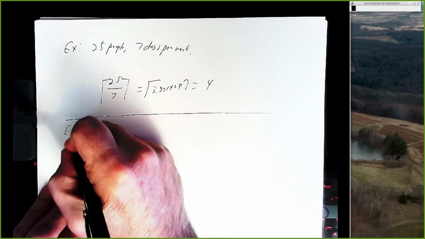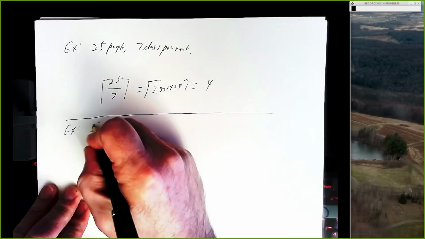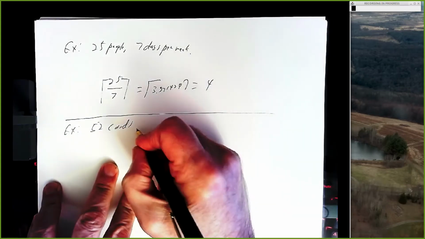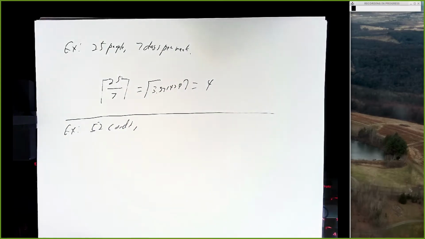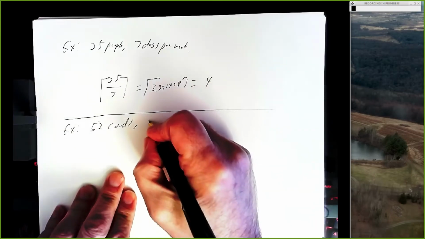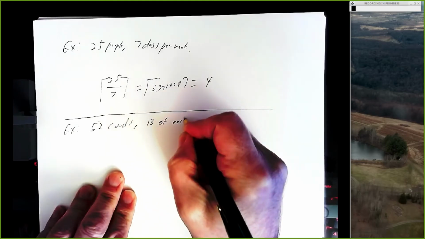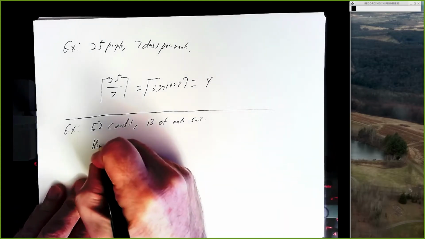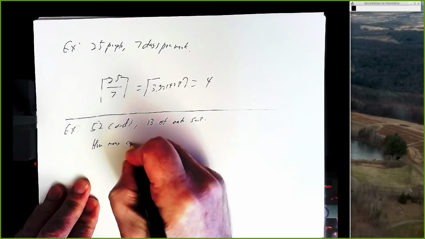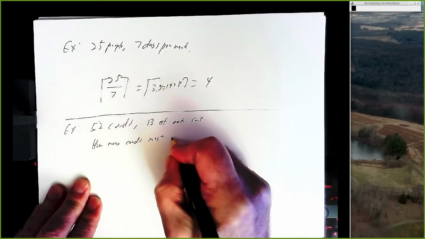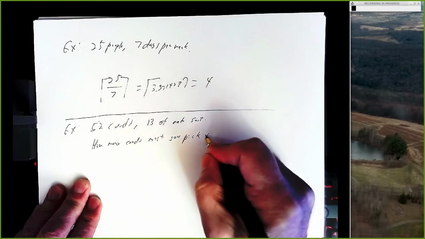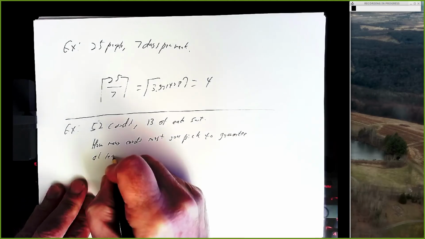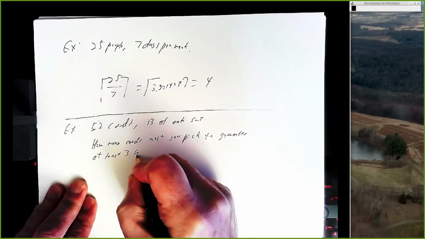All right, here's another example. Suppose you have a deck of 52 cards. The cards are broken up into 4 suits: clubs, diamonds, hearts, spades. So you have 13 cards of each suit. And the question is, how many cards must you pick to guarantee that at least 3 have the same suit?